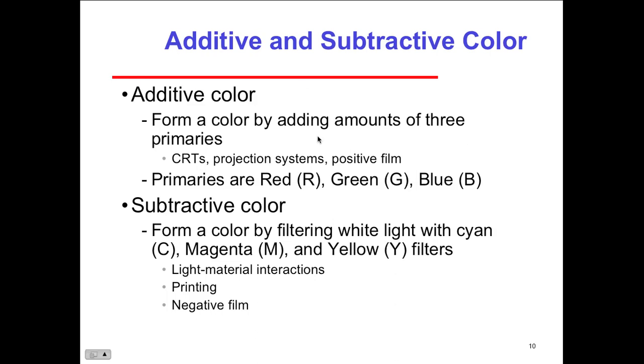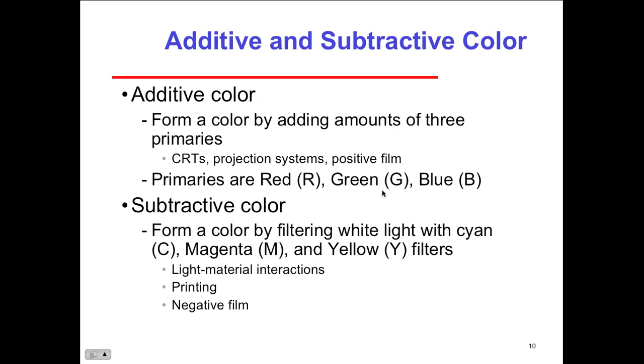Additive colors form a color by adding amounts of three different primaries, and this is what I meant by the old painting days. You took some paint, mixed it together, and came up with these colors. So CRTs, projector systems, positive film, the primary colors are red, green, and blue. This is red, green, blue. I like to say red, blue, green for some reason. I always say RBG. It's RGB.